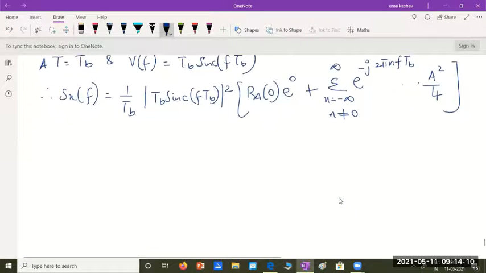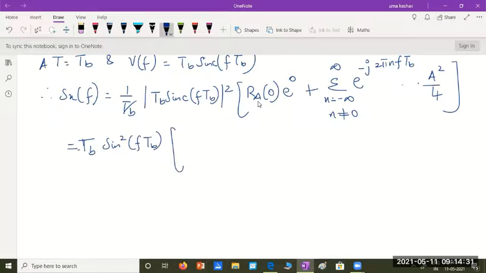Now we have to go on simplifying this in steps. So this 1 by TB and TB square cancel. So I will have a single TB in the numerator and sinc square FTB.